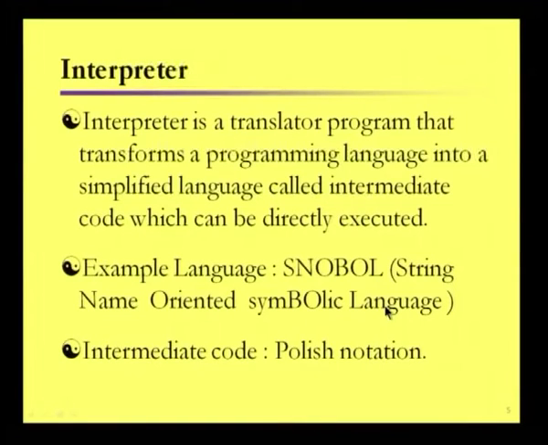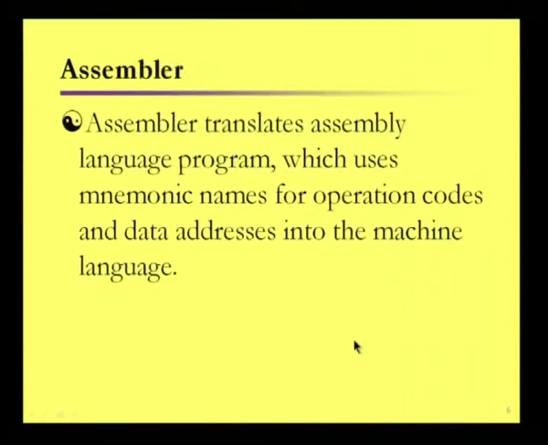One example language is SNOBOL, String Oriented Symbolic Language, which has an interpreter, and the code produced is going to be Polish notation. So, this is a postfix notation. This is going to be an intermediate language that is very easily executable without the knowledge of another translator. That is the important point here: whether the intermediate language can be directly executed or not. If the intermediate language is directly executable and is the target language of the interpreter, then this is a proper way of translating your program from a high level language to the intermediate language. The next translator we have is the assembler.